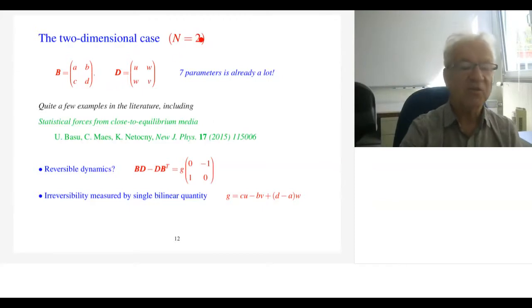So, in the 2x2 case, when is the dynamics reversible? Well, I work out this compatibility condition, and I find, of course it is skew-symmetric, a single coupling constant here. So in the 2x2 case, irreversibility is measured by a single quantity, this coupling constant G, and it is bilinear, it has that form. It's linear in the entries of B and of D.